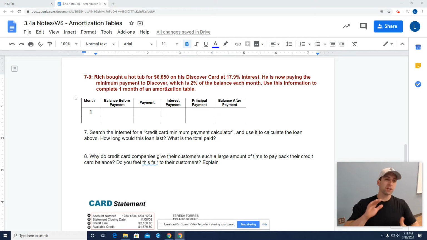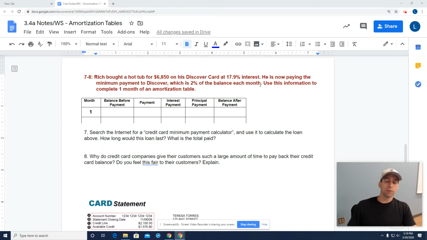All right, let's finish out with the credit card example here. So number 7 and 8 here, we got Rich bought a hot tub for $6,850. Can I get a hot tub? All right, so he goes ahead, gets his hot tub for $6,850, puts it on his Discover card at 17.9% interest, and now he's going to make minimum payments, which is 2% of the balance each month.